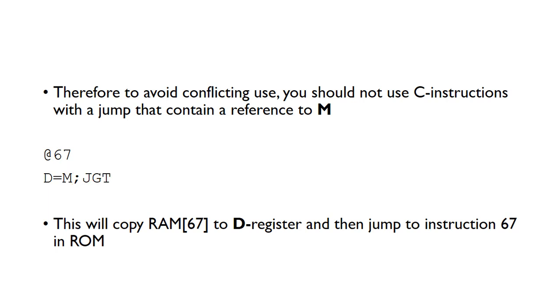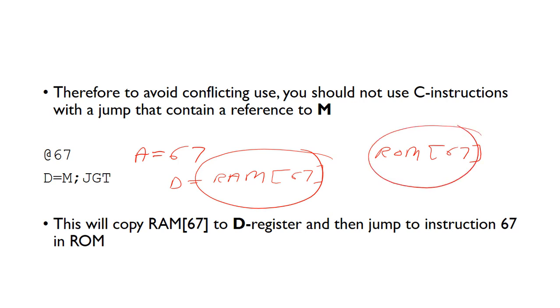Just don't do that, because if you look at this instruction, at 67 is going to put the value 67 into the A register, and then we'll end up with D being equal to whatever is stored in RAM 67, and then if that ends up being greater than 0, we're going to jump to ROM. So the next instruction that will get executed will be ROM 67. You can see there's no relationship between RAM and ROM. The data's not aligned, if you will. The instructions have nothing to do with the actual memory location in RAM. So that'll essentially copy RAM 67 to the D register and then jump to instruction 67. So it doesn't make any sense. You want to avoid any situation where you've got a reference to M and also a jump condition.